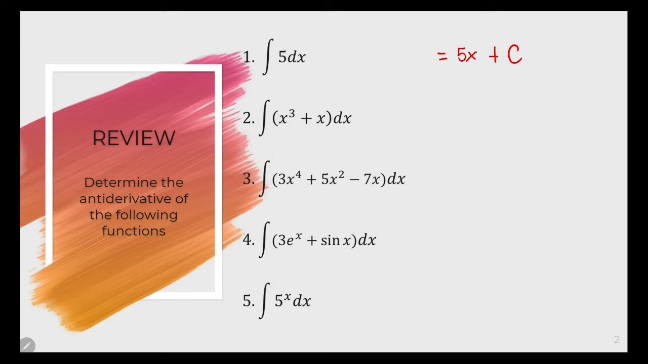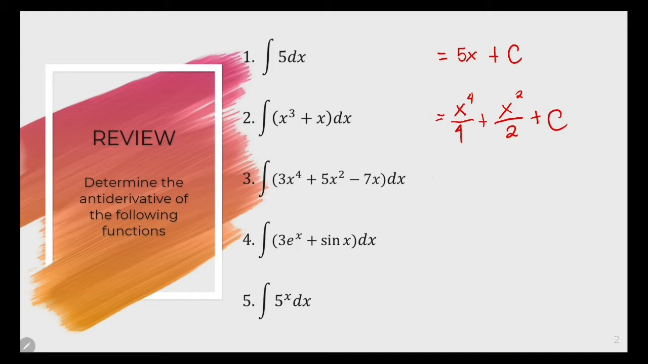For number 2, the integral of the binomial x cubed plus x dx, we apply the power rule. The integral of x to the power of n is x to the power of n plus 1 over the denominator n plus 1. So this time you have x to the power of 4 over 4 plus x squared over 2 plus c.